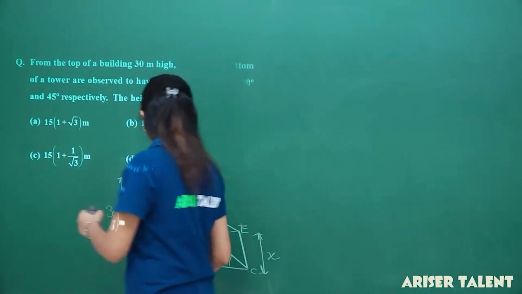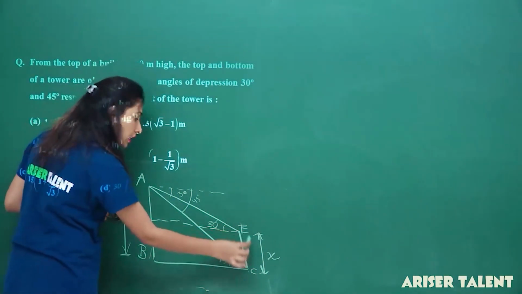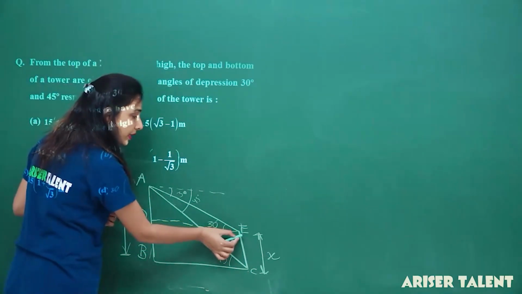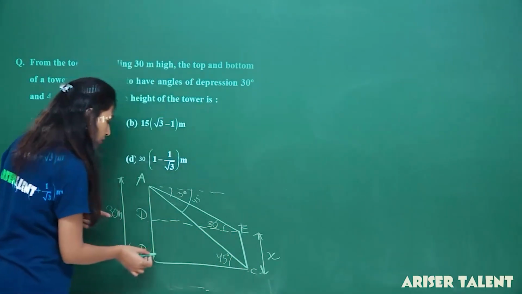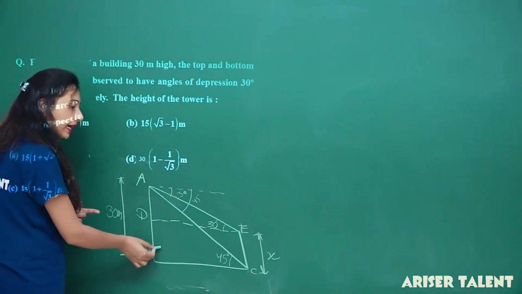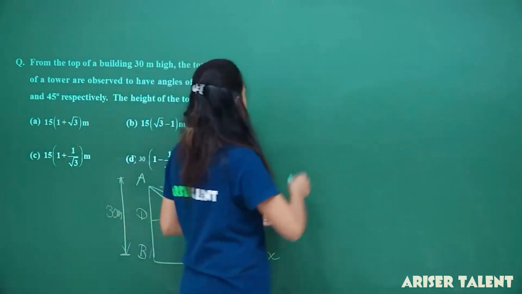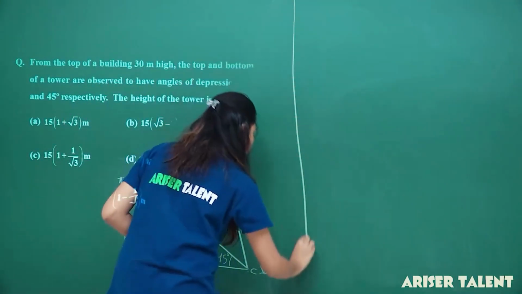Now we have to find this x. Students, look at this figure. In this figure, we have made a rectangle DECB. So EC will be equal to DB. If I somehow find DB, I can say that this is the height of the tower EC. So let's start this question now.